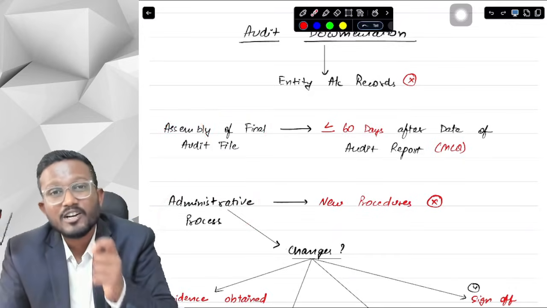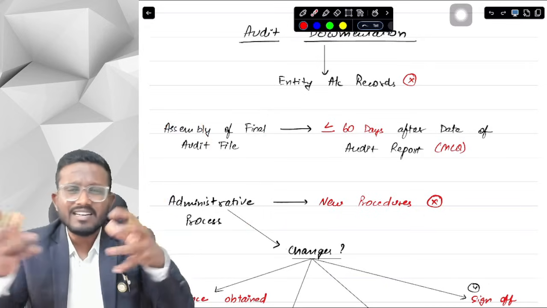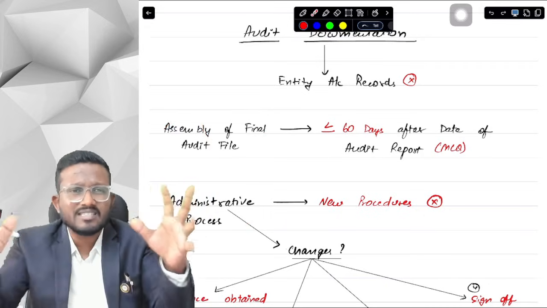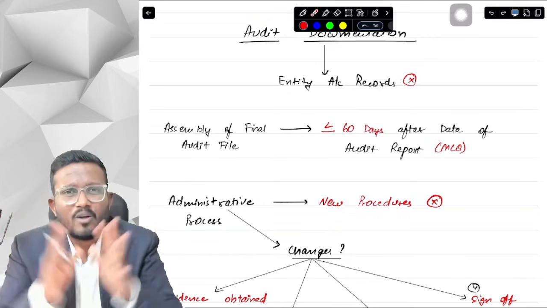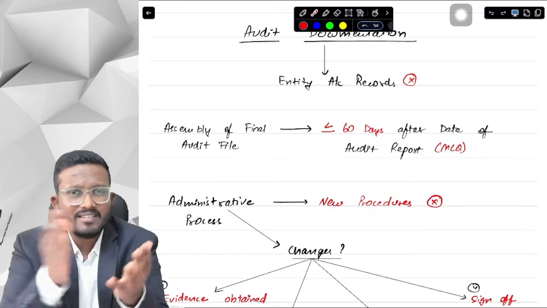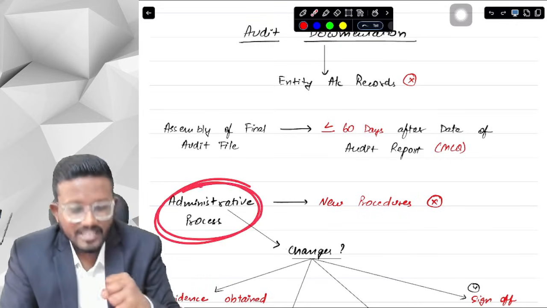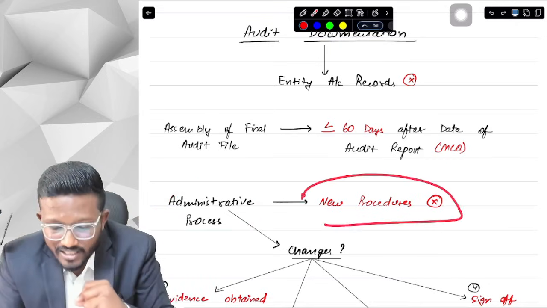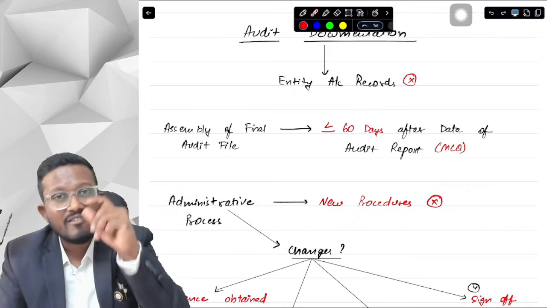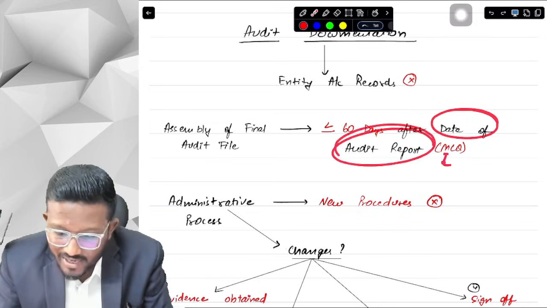What is an administrative process? You don't have to apply your brain, you just have to use your clerical mind. It is basically admin work to collate all the things that you get from different folders and all the documentation, and assemble and file it in your final audit file. So this is an administrative process. You don't have to perform new procedures. Why can we not perform new procedures? Why can we not form new opinions? Because the auditor's report date is already gone.